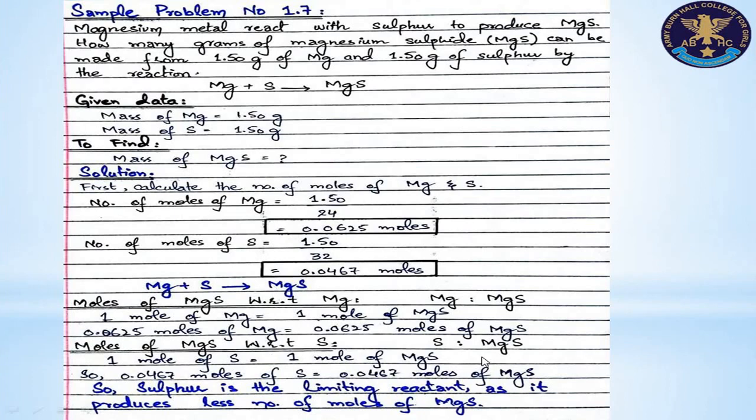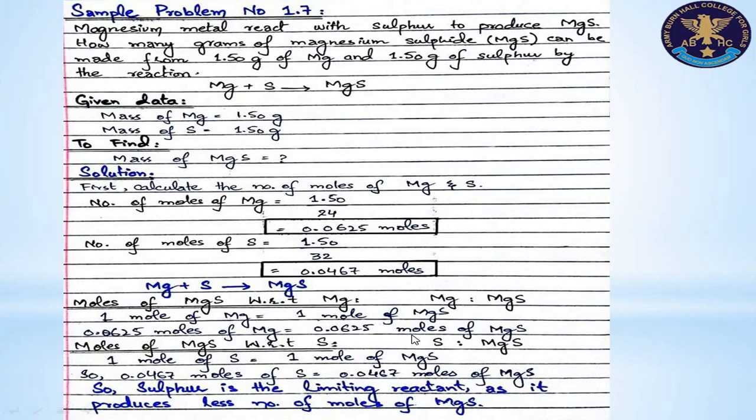And now we will calculate the moles of magnesium sulfide with respect to the sulfur. From this balanced equation, 1 mole of sulfur is equal to 1 mole of magnesium sulfide. So if we have 0.0467 moles of sulfur, the moles of magnesium sulfide will be equivalent to the moles of sulfur, because again 1 mole of sulfur gives us 1 mole of magnesium sulfide.